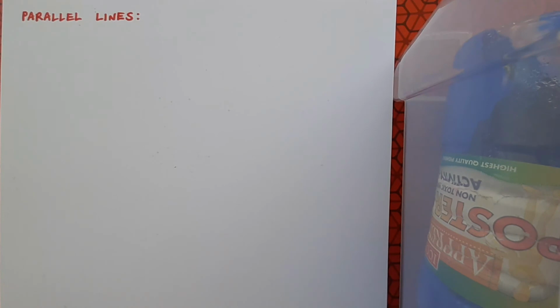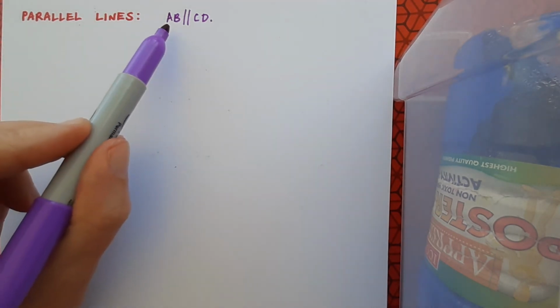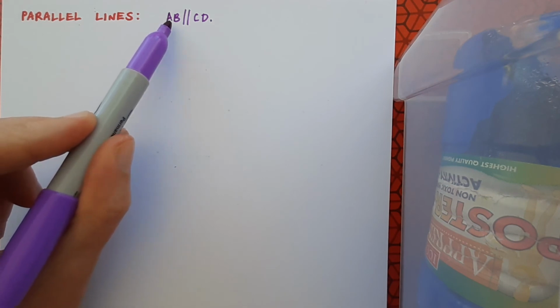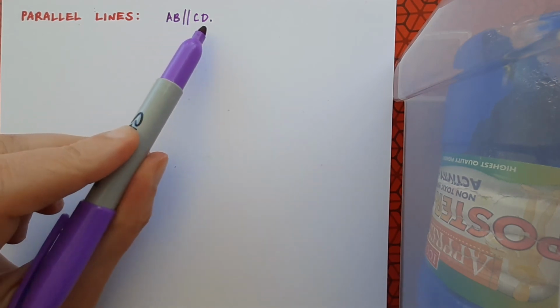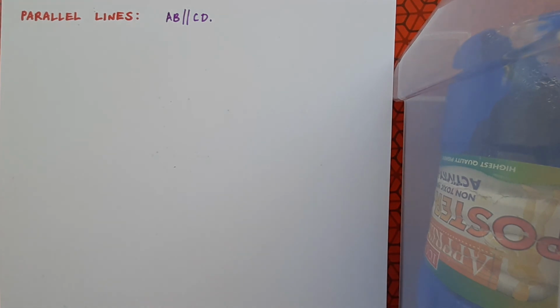Next, let's have a look at parallel lines. Here we see a statement, AB is parallel to CD. AB is the name of a line. It's the name of a line that passes through 2 points called A and B. CD is also the name of a line. It's the name of the line that passes through the 2 points C and D. In this example, the slope of AB is 2/3. And the question is, what is the slope of CD?